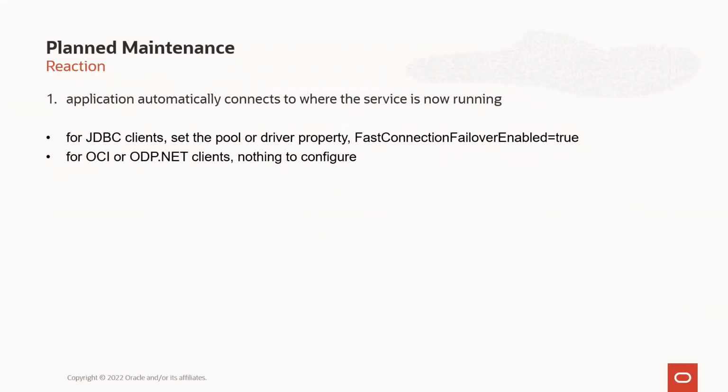Because the application can be configured to automatically reconnect to wherever the service is running. It's dead easy. If you're an OCI or ODP.net, you don't do anything. I can do that. If you're using JDBC clients, which seems the most common these days, set the pool or driver property to fast connection failover enabled equals true. And this is usually referred to as FCF, or fast connection failover.